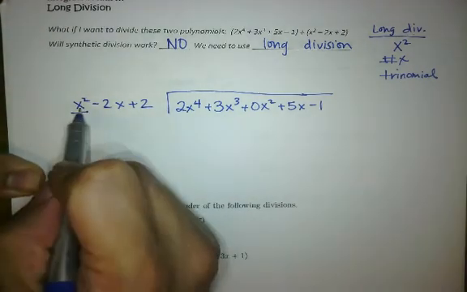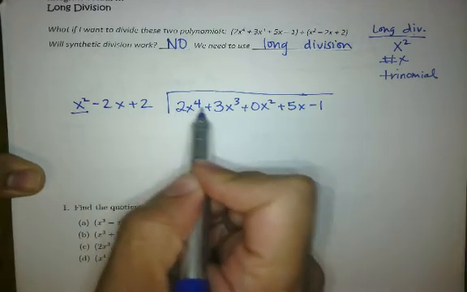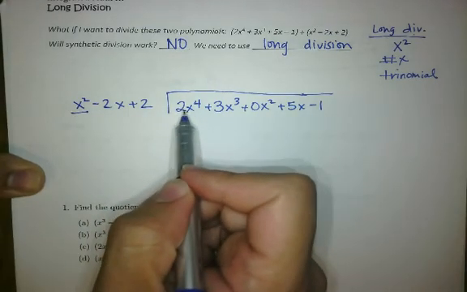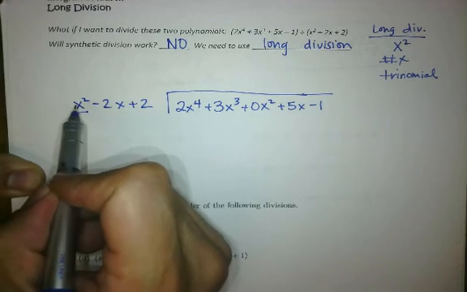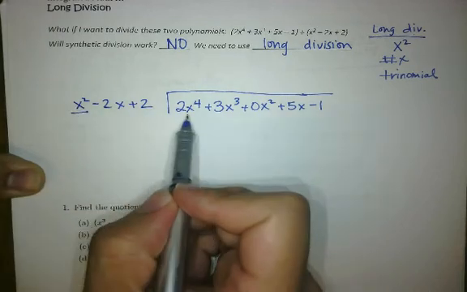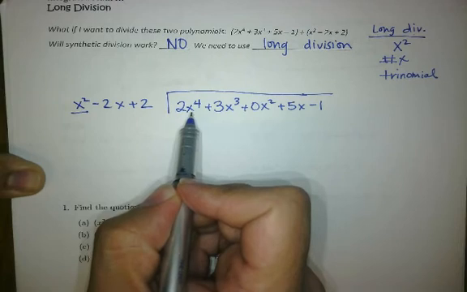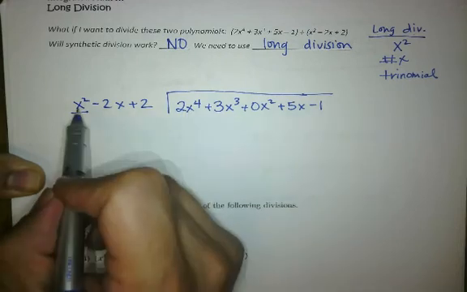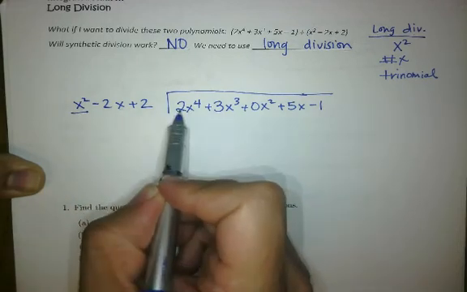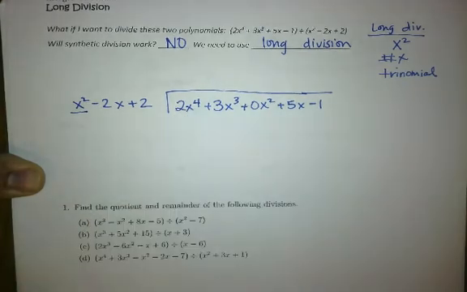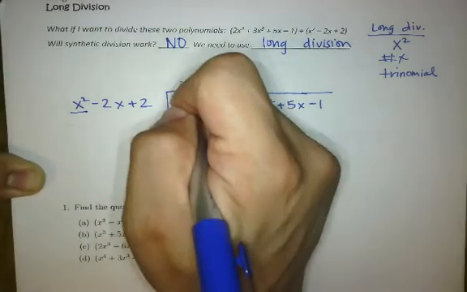And we look at the first term because we want to know how we can get this to cancel out with this term. So we need to find out x squared times what is going to give us 2x to the fourth power. What can I multiply x squared by to give us 2x to the fourth power? 2x squared, very good.